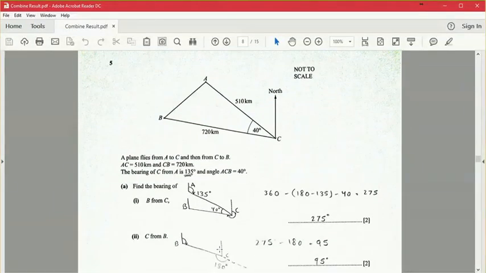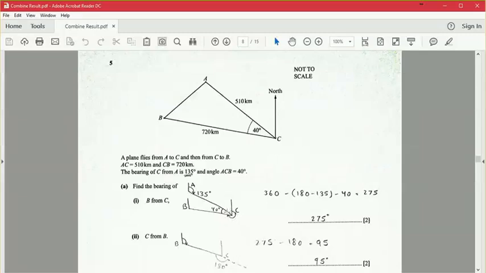For question 5, it says a plane flies from A, here it is, to C, and from C to B. AC equals 510, CB 720. The bearing of C from A is 135. Here it is, bearing of C from A, it's 135 degrees, and angle ACB equals 40. This angle. So he wants the bearing of B from C. B from C, he means he wants this angle here, which has an arrow at the end. How do we get it?